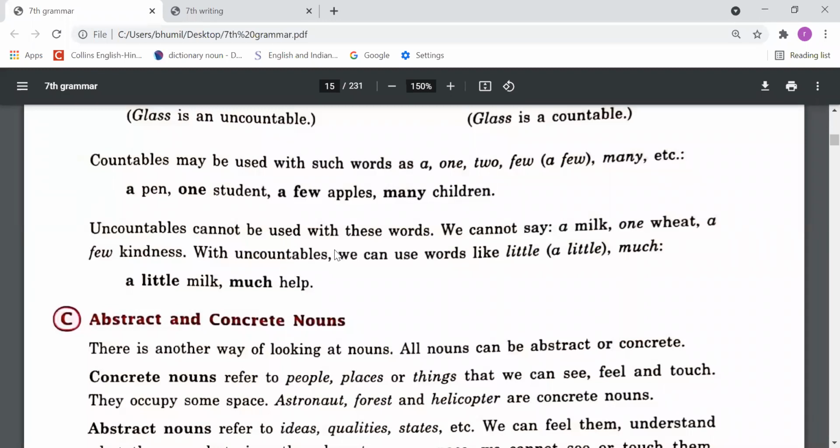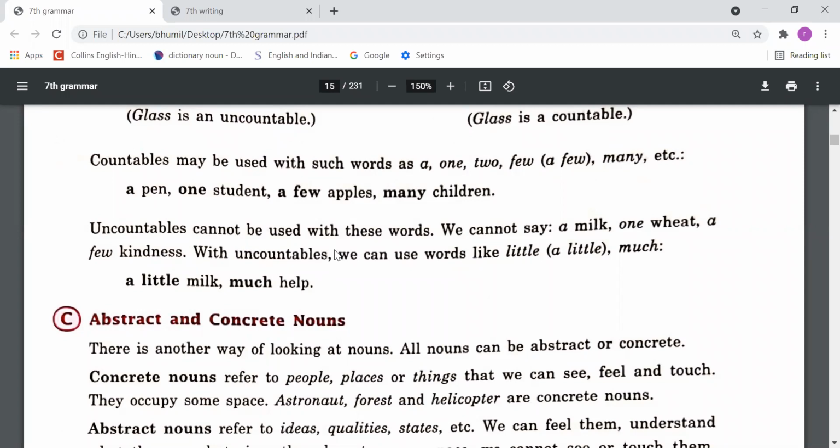So in this, dear student, we have to understand this point. When things are countable, we can use these words with them: a, one, a few, many, right? Next point, uncountables can't be used with these words. We can't say a milk, one wheat, a few kindness. With uncountables, we can use words like little, much: a little milk, much milk.